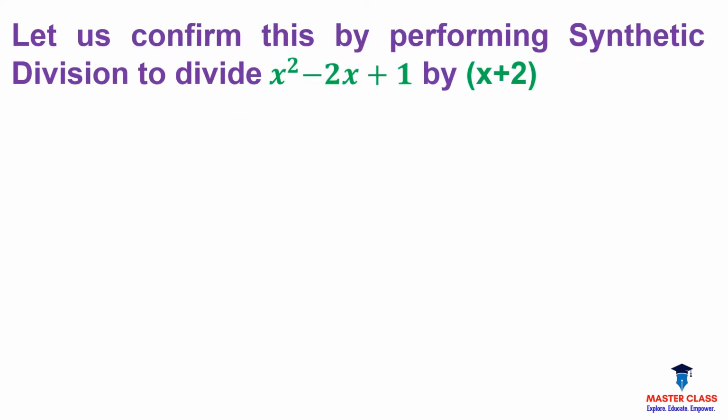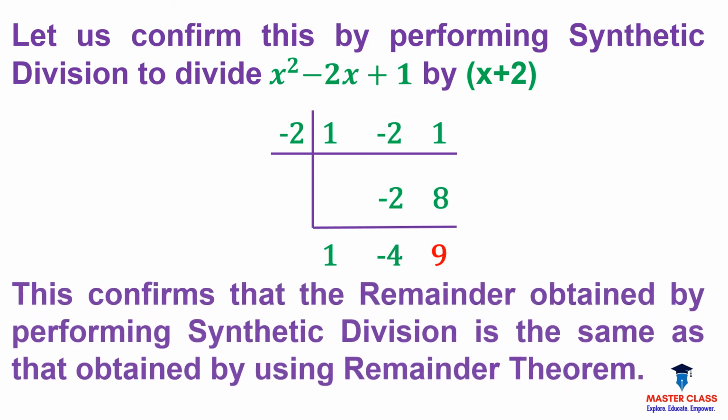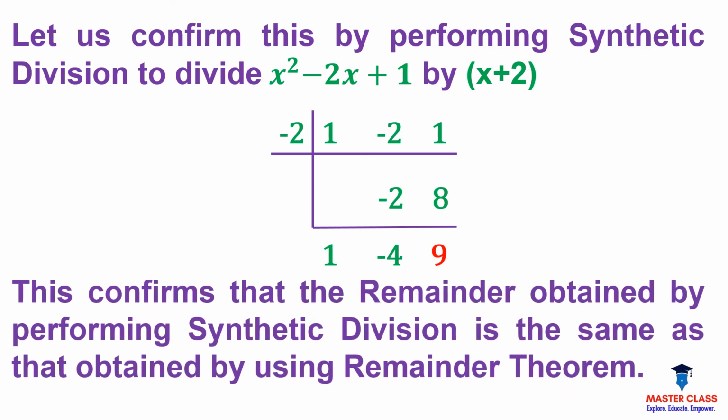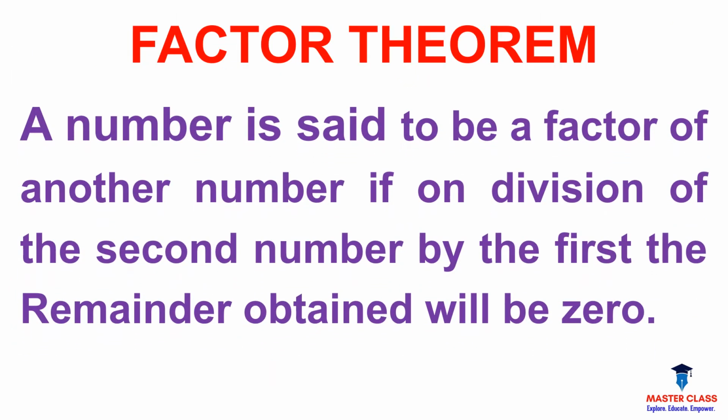Let us confirm this by performing synthetic division to divide x square minus 2x plus 1 by x plus 2. As can be seen, the remainder obtained by performing synthetic division is the same as that obtained by using the remainder theorem. We now come to the factor theorem.